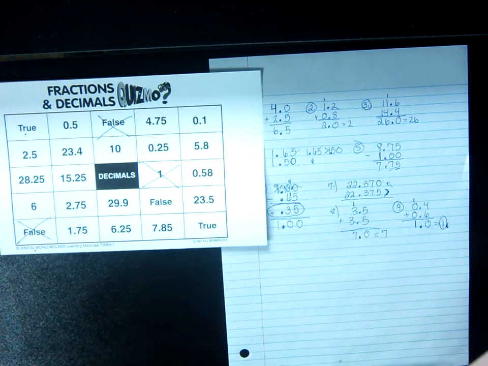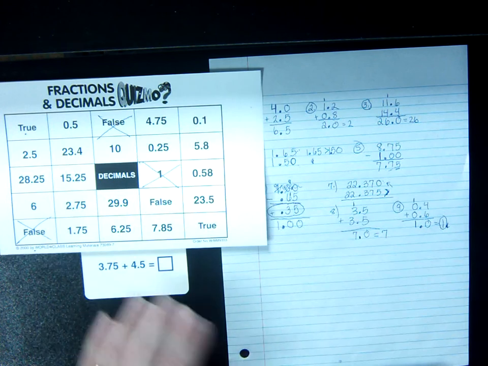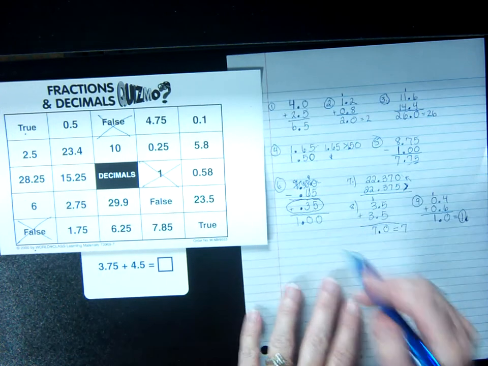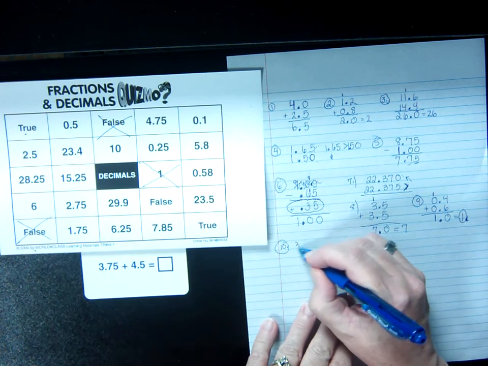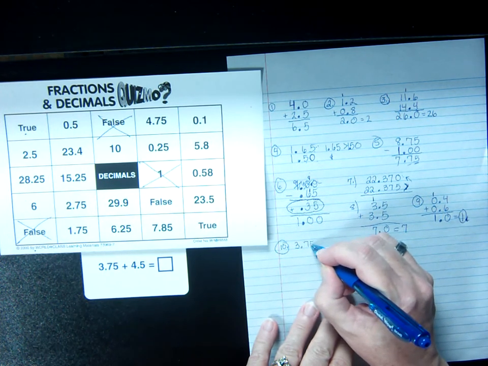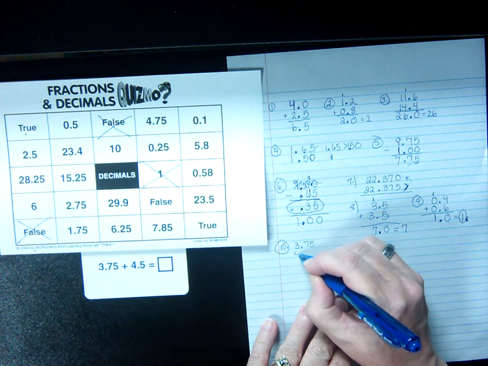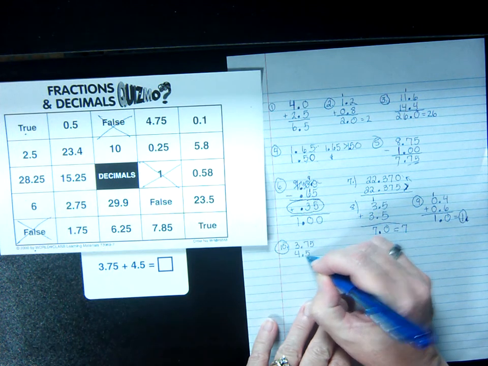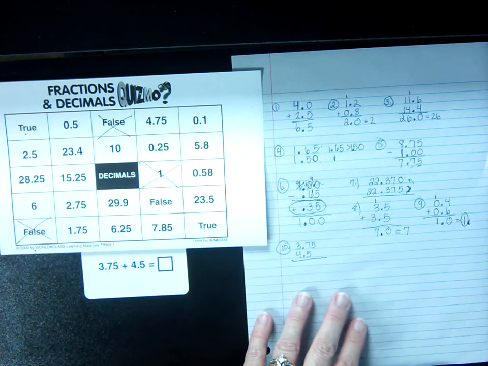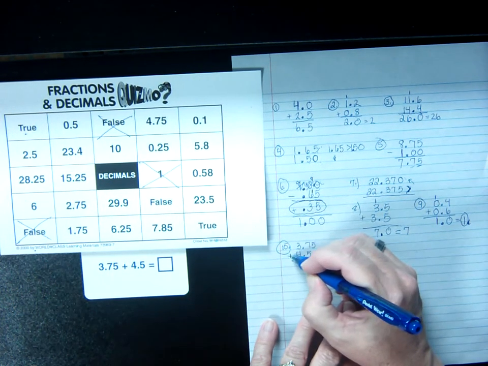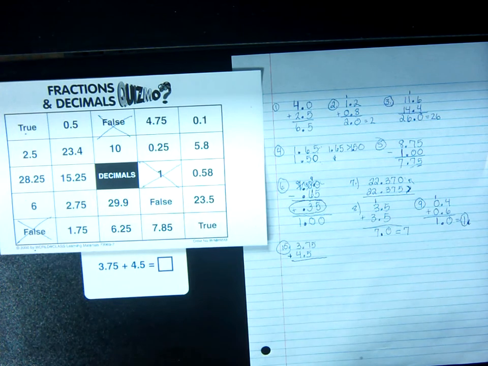We have a few more minutes here, so I'm going to keep going. There we go. We have number 10, which is 3.75 plus 4.5. Notice that I line the decimals up. When I'm adding and subtracting, I'm always lining the decimals up. Adding and subtracting, lining those decimals up.